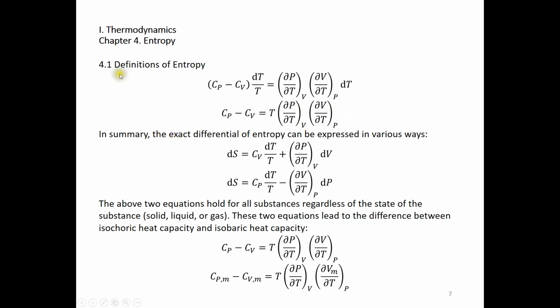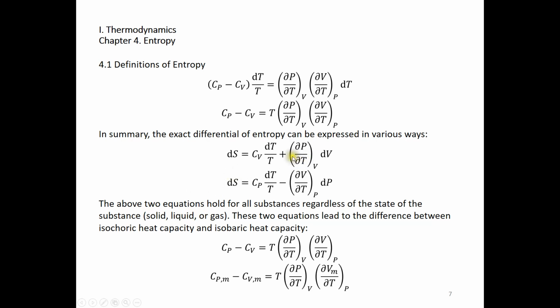And in summary of this section, the exact differential of entropy can be expressed in various ways. We usually use these two equations. In the first equation, entropy is expressed as a function of temperature and volume. In this equation, entropy is a function of temperature and pressure. When do we use this equation or this equation? Depending on the information given to us. If we know the temperature and volume, we use the first equation. If we know the temperature and pressure, we use the second equation. Again, these two equations hold for all substances, regardless of the state, whether it's solid, liquid, or gas.